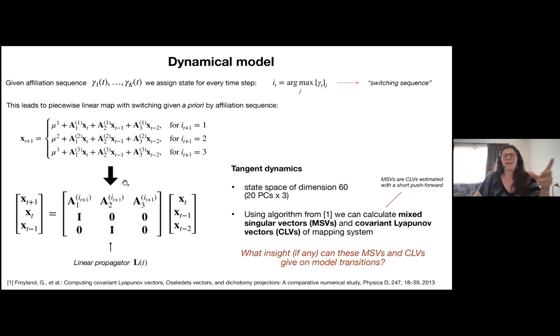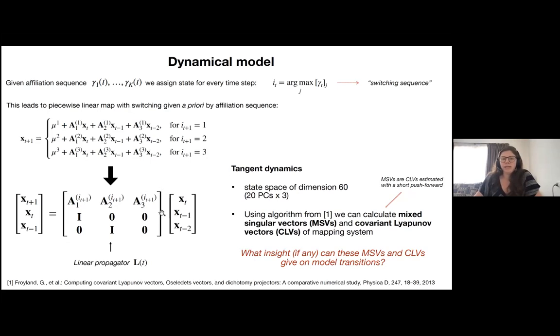It's the propagation of errors, so small changes in X, and so you want to get this linear propagator here. If we take this piecewise linear map that is defined a priori by the affiliation sequence, the switching, we then get a time-dependent linear propagator, which you can set up just like a discretized delay differential equation when you solve it numerically. It's really just a delayed map, and these A's are going to change with time and based on your cluster state.